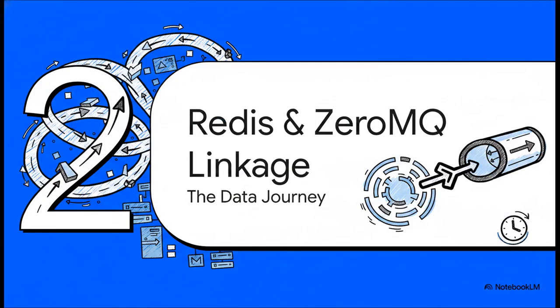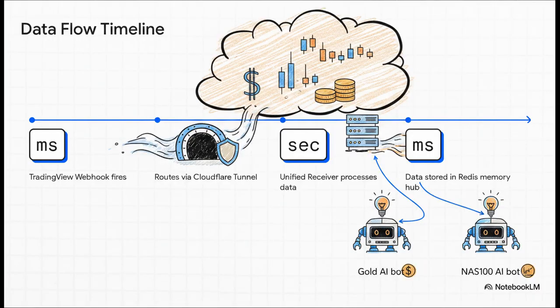Moving right along to Section 2, the data journey, Redis and ZeroMQ linkage. Now that the system is online, we need to talk about data. Because the lifeblood of any automated system is how fast and how efficiently it can move information. The system consumes a massive amount of external data, things like the US dollar index, 10-year treasury yields, volatility indices, the works. And here's how that flows.